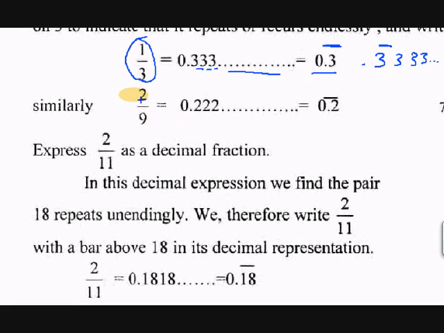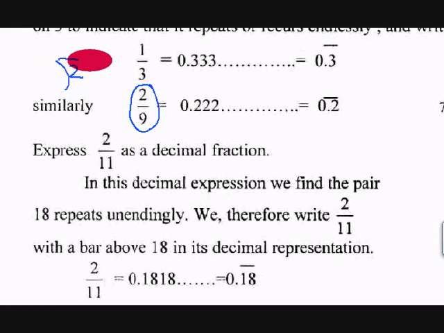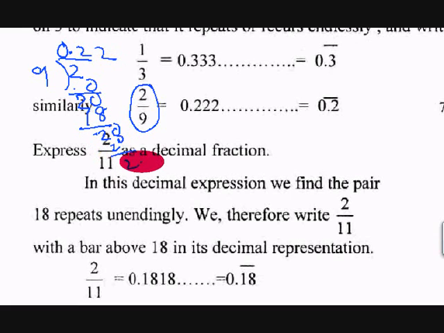In the same way, 2 by 9, do the division. That is, divide 2 by 9. 0, then 2, and the 2 goes on and on. So this can be represented as 0.2 with the dash on top, and the dash says what? 2 2 2 2 2. This goes on and on. That is what it says.